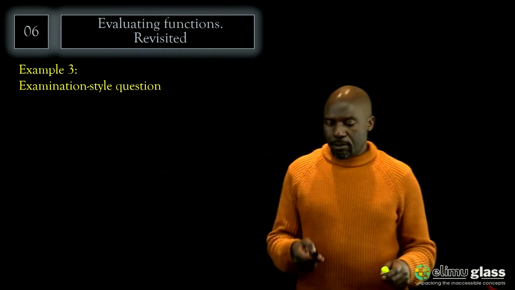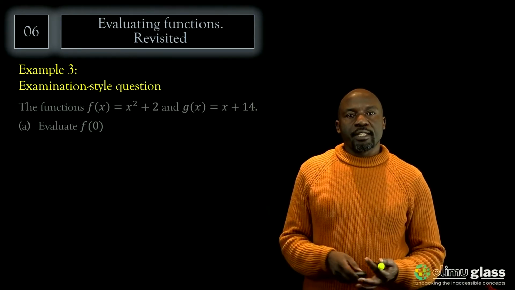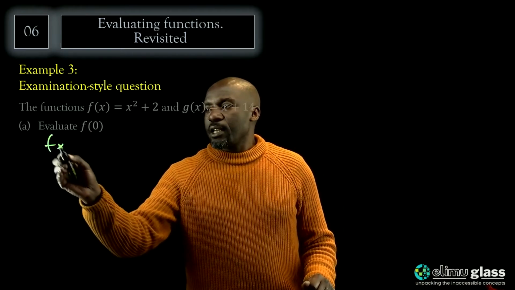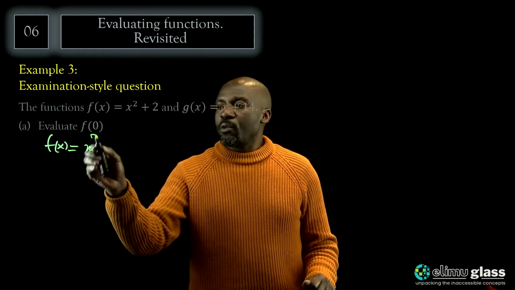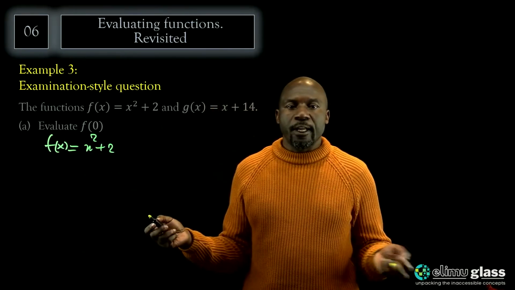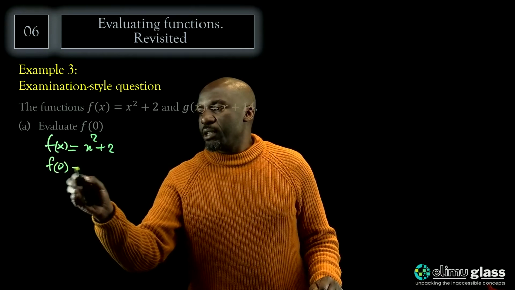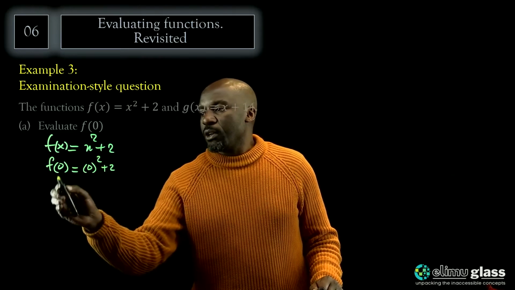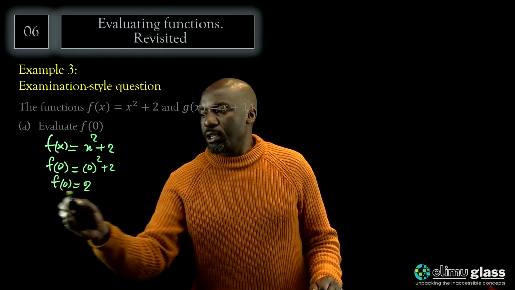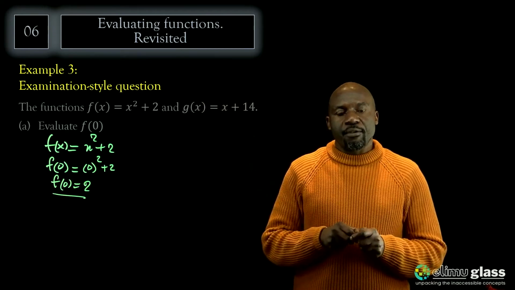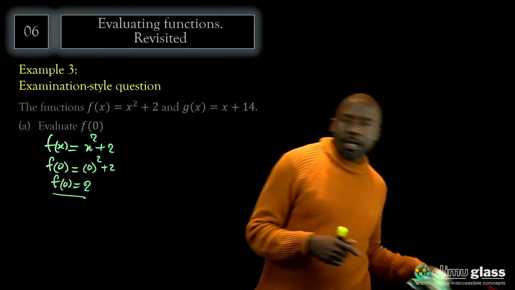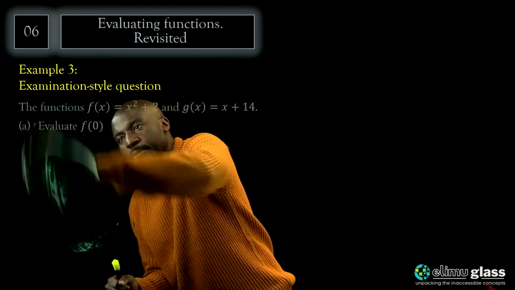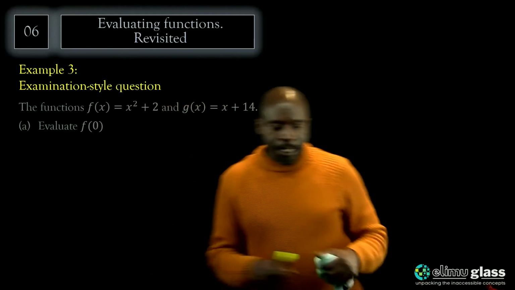The first part, right? Evaluate f of 0. F of 0. So we are given that f of x is x squared plus 2. So clearly f of 0 means where there is x, I remove it and put 0. That's 0 squared plus 2. So f of 0 has to be 2. And that's my answer for f of 0. We have evaluated f of 0. We have found the value of the function when the input is 0.